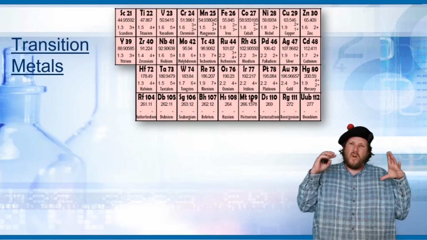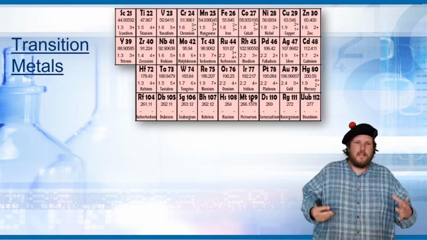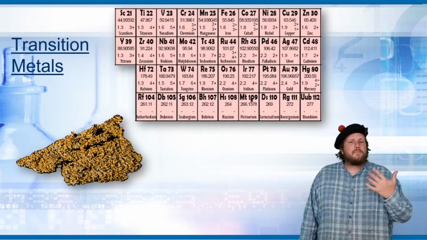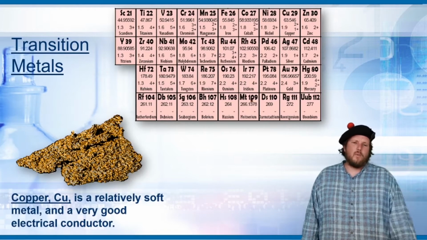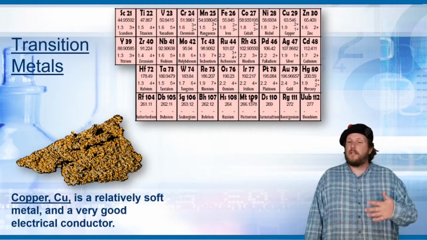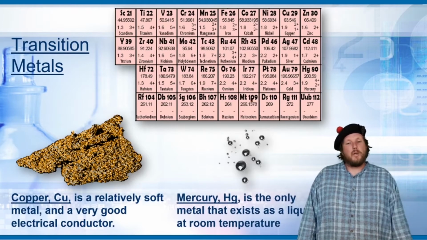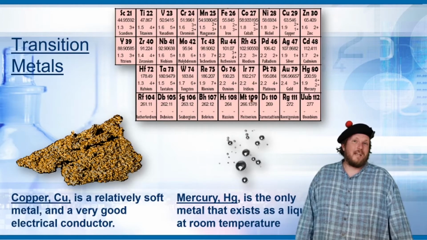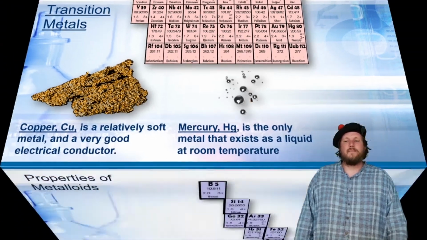Transition metals, all those ones in the middle, are considered transition metals. Copper is one of them. It's a relatively soft metal. It's a good electrical conductor. You have mercury, which is the only metal that exists as a liquid at room temperature.